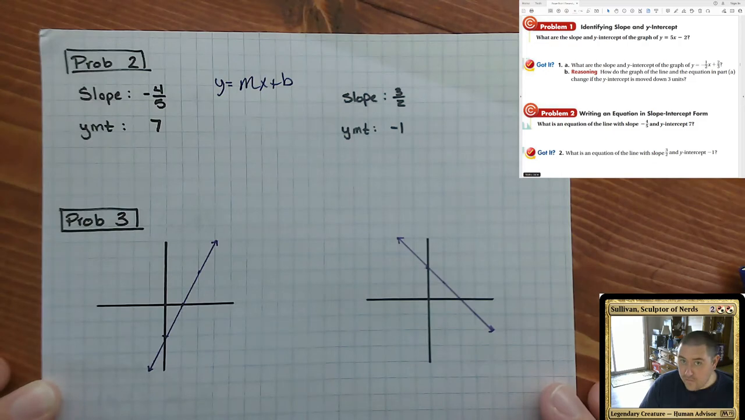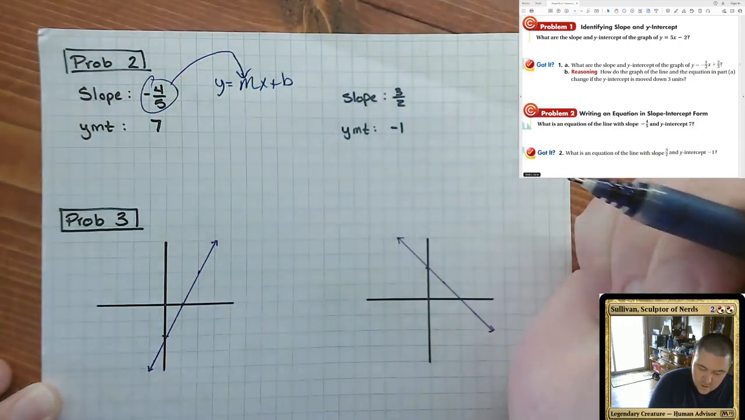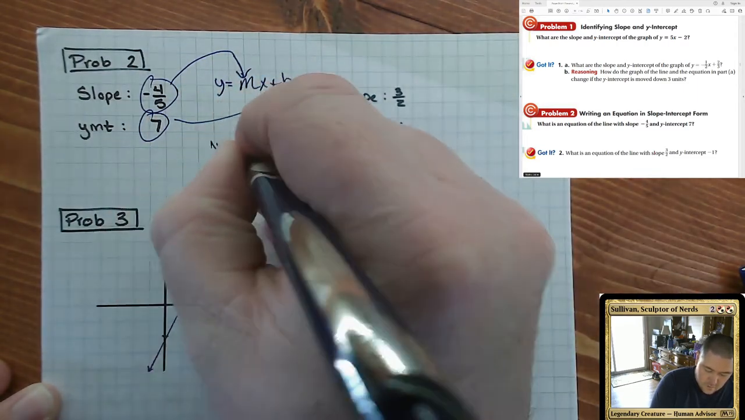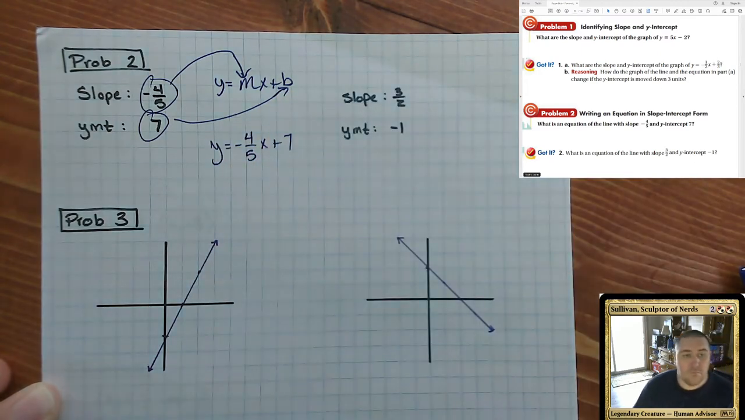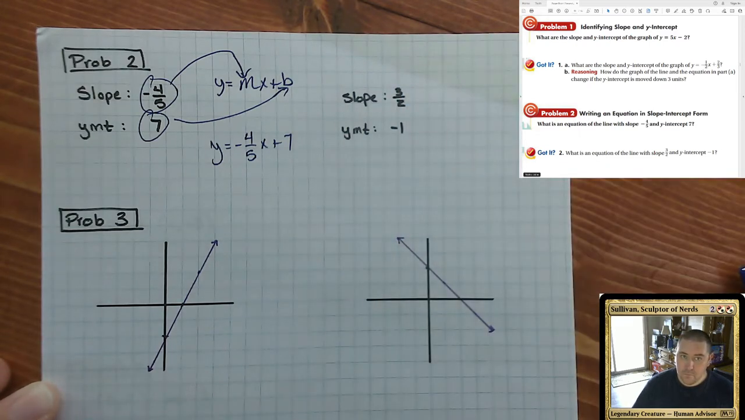If that's the form of it, then I put the slope in there. I put the y-intercept right there. Negative 4/5 x plus 7. That's it. So, pause and get it.